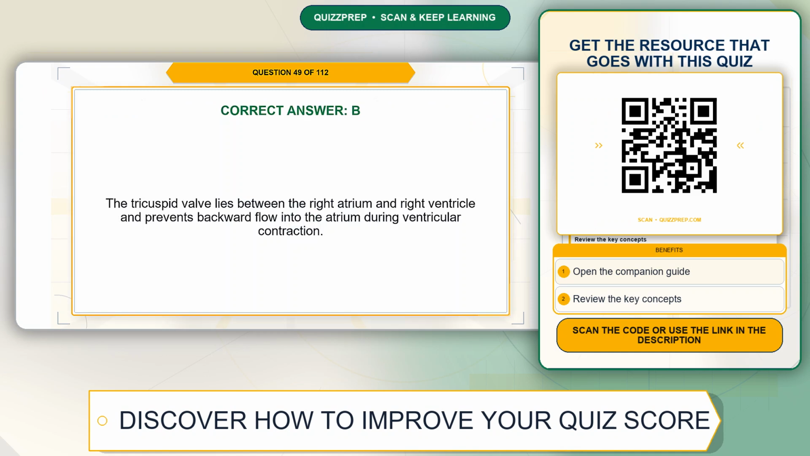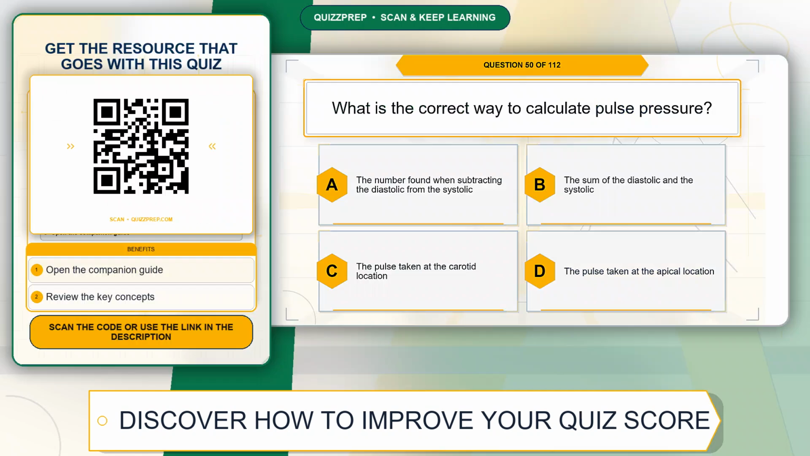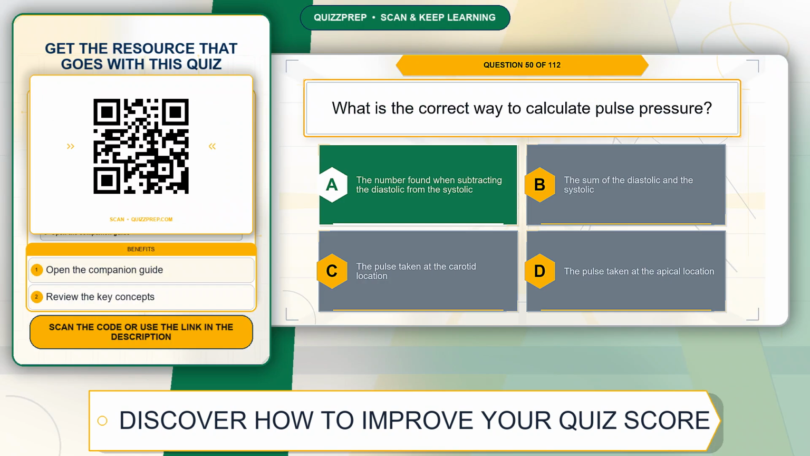Explanation. The tricuspid valve lies between the right atrium and right ventricle and prevents backward flow into the atrium during ventricular contraction. Question 50. What is the correct way to calculate pulse pressure? Option A, the number found when subtracting the diastolic from the systolic. Option B, the sum of the diastolic and the systolic. Option C, the pulse taken at the carotid location. Option D, the pulse taken at the apical location. The correct answer is option A, the number found when subtracting the diastolic from the systolic.